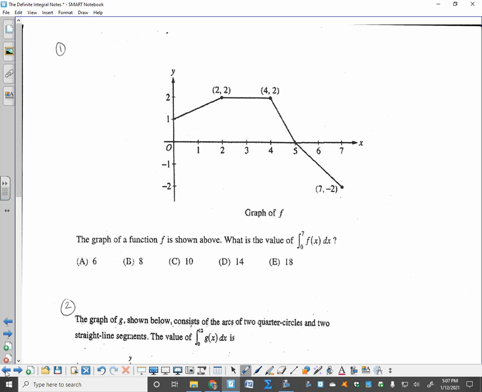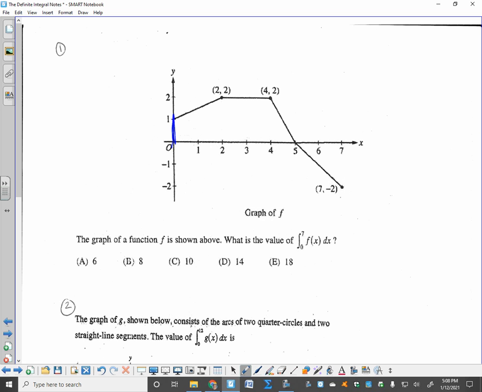Okay, so here we go. I have a graph of f of x. It is made up of all linear lines. I want the value of the integral, and you need to be able to say it. I don't want to send you off to college going, you know, that squiggly thing. I want you to know that that is an integral. The integral from 0 to 7 of f of x dx. What is the value of the integral from 0 to 7 of f of x dx? It's saying, what is the area of the curve from 0 to 7?